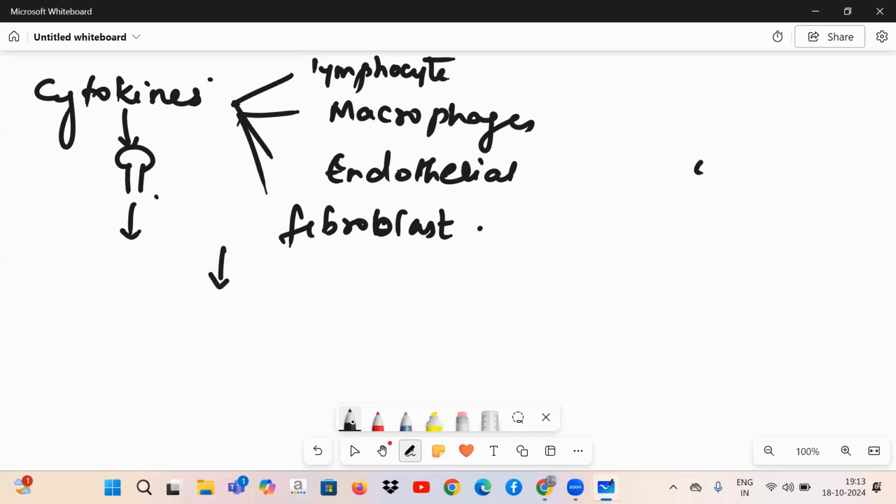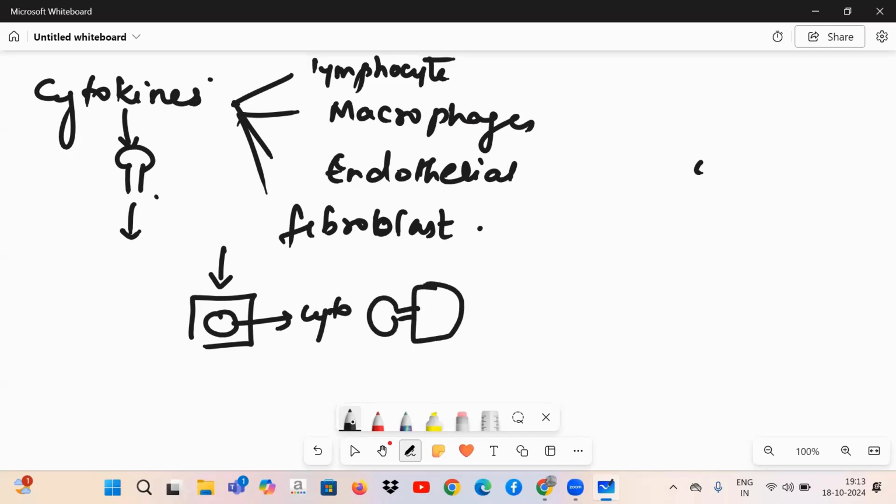When there is a stimulus, the cytokine producing cell will release the cytokine. The cytokines will bind to the receptor which is present on the target cell. It can be any of these target cells, right? So it binds to the receptors and it catalyzes the series or set of reactions.